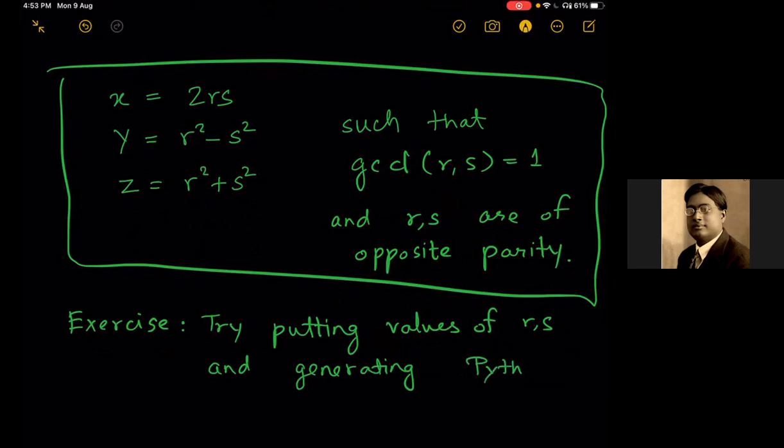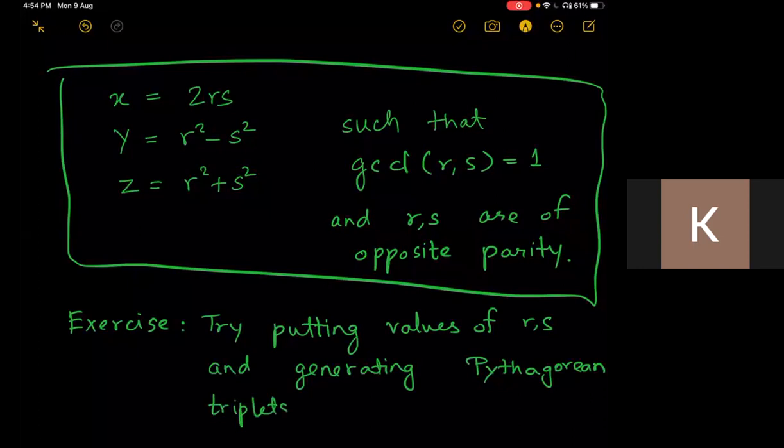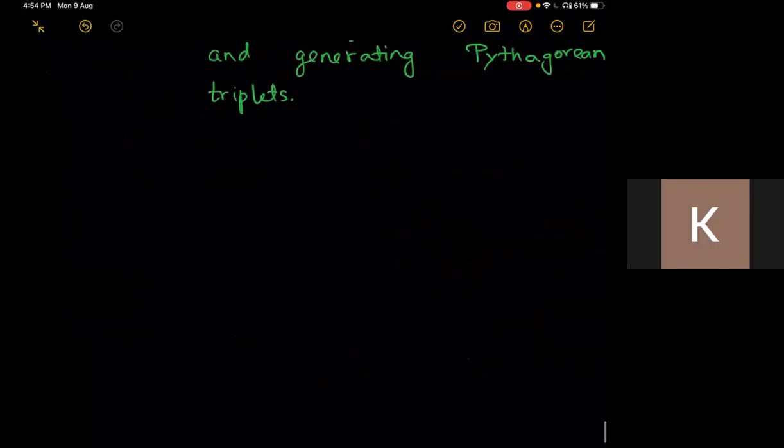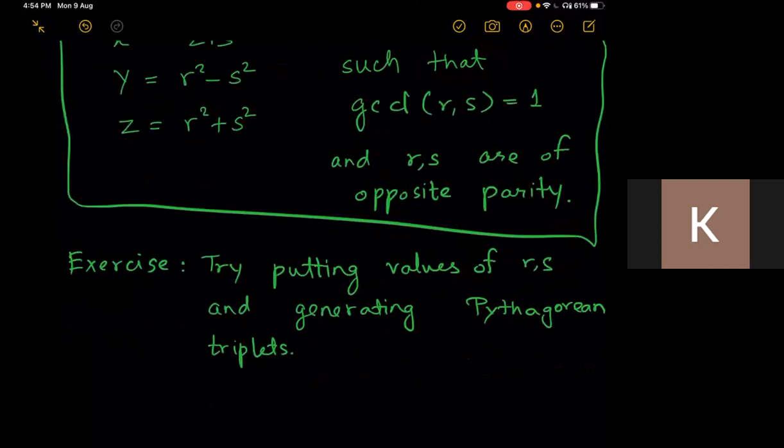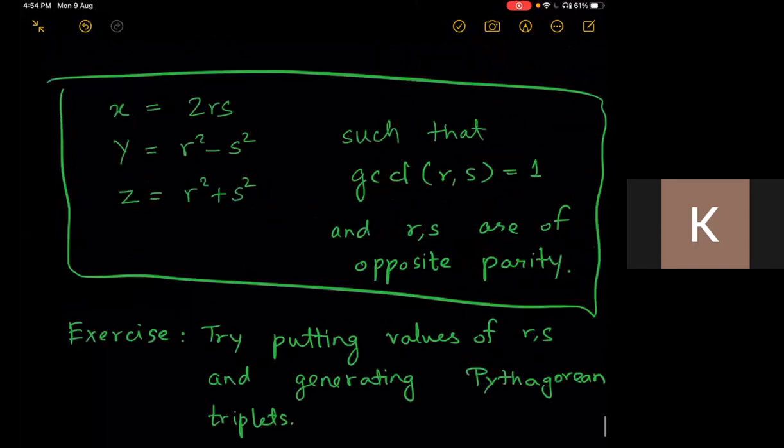Sir, could you please explain what is parity just once? Parity is just odd or even. Like what is the parity of 1? Odd. What is the parity of 2? Even. There is nothing to think about here. It is just a name given, nothing fancy like that. Okay, so just try this. Try putting some values and try making some Pythagorean triplets.